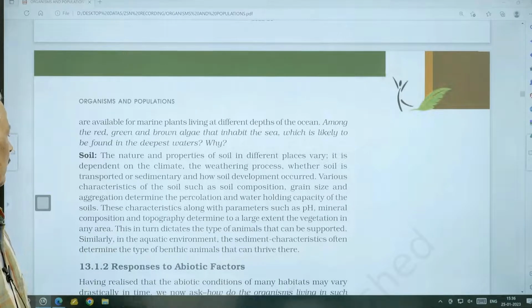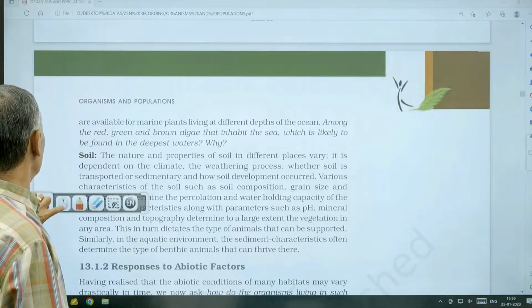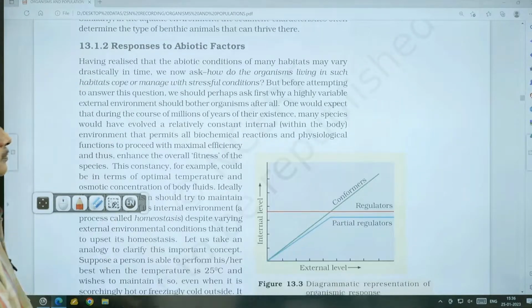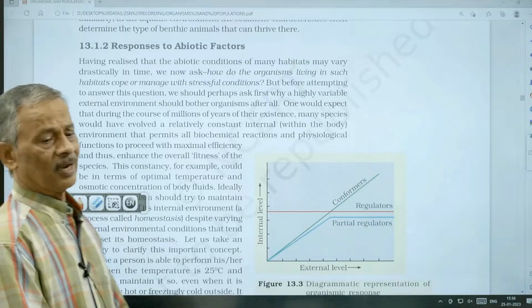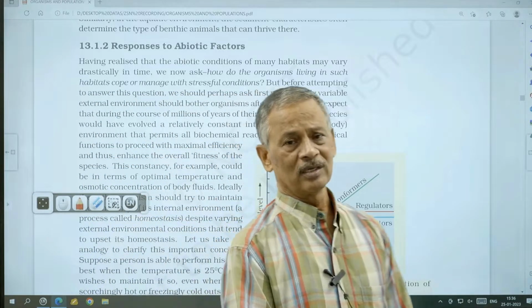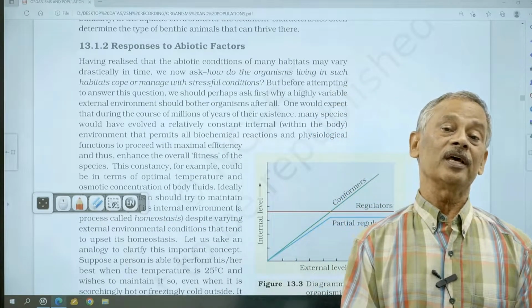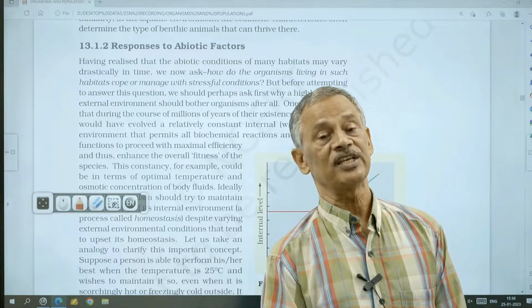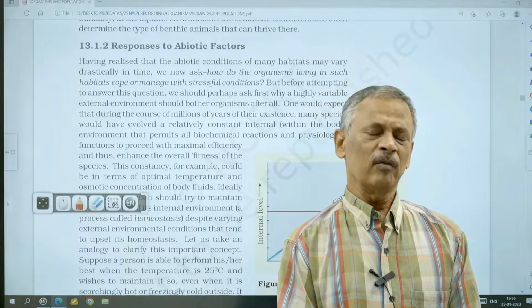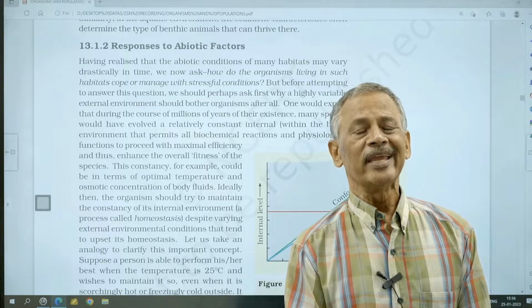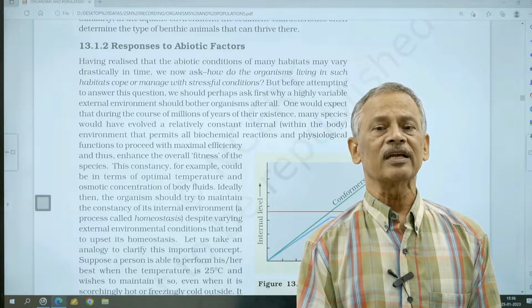Now, these are the 4 important abiotic factors. We have studied that these abiotic factors are not stable, they go on changing, but how will an organism respond to these changes? A very small number of organisms can maintain a constant and steady internal environment.